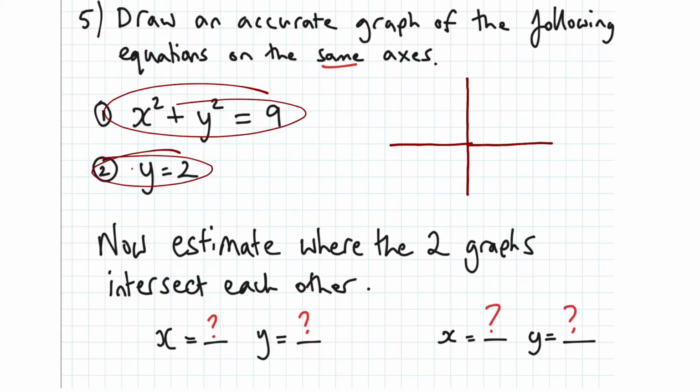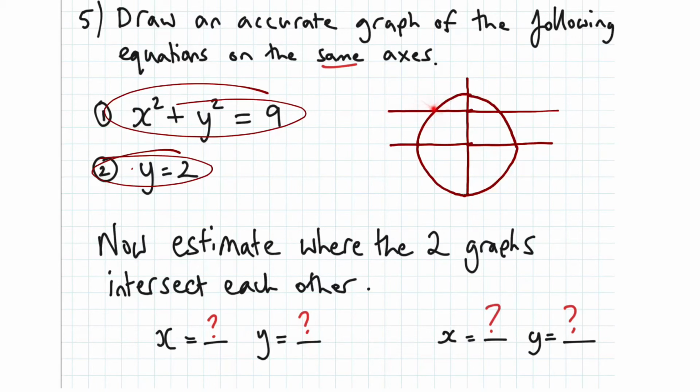Now the circle's got a radius of 3, so it curves up through 3. It goes through -3, back to 3 there, and then it connects like that. Now the line y equals 2 is a horizontal line that goes through where y is 2 like that. So those are my two graphs drawn.